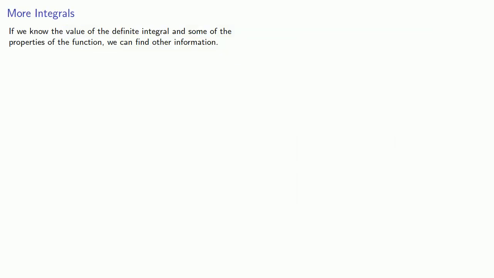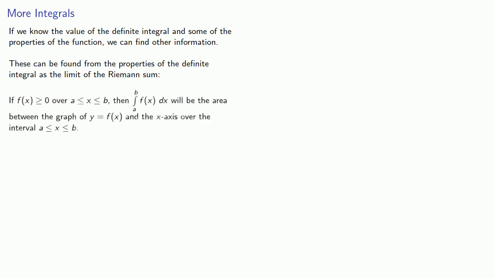If we know the value of the definite integral and some of the properties of the function, we can find other information. These can be found from the properties of the definite integral as the limit of the Riemann sum. And in particular, if our function is positive over some interval, then the definite integral will be the area between the graph f of x and the x-axis over the interval.